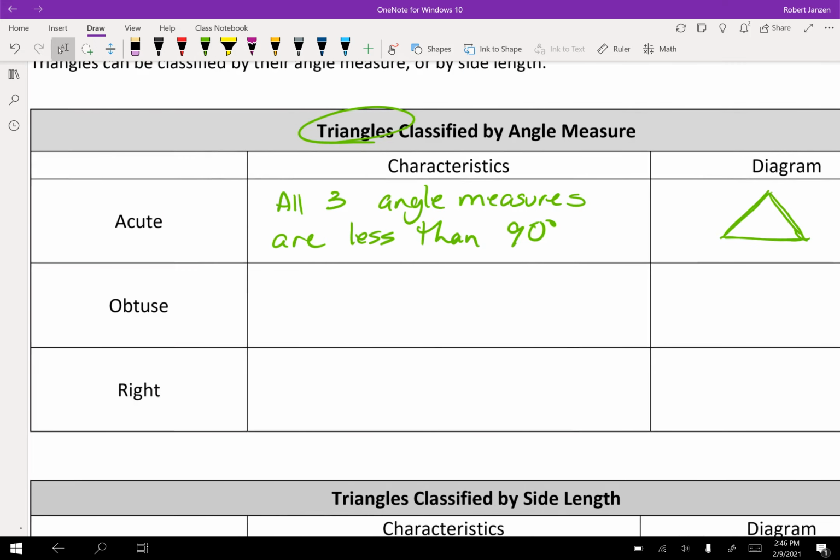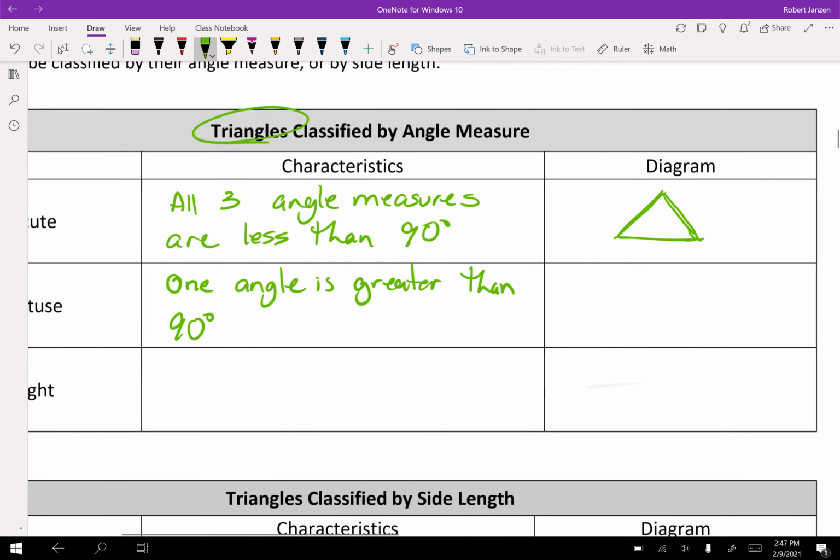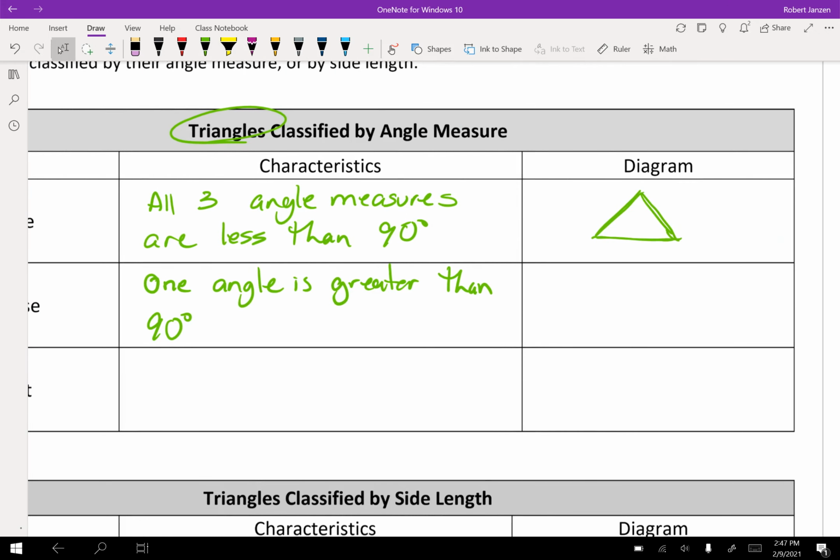The next one is an obtuse triangle, and what makes an obtuse triangle is that one angle is greater than 90 degrees. It can't have more than one such angle because it won't make a triangle then. Let's draw an angle here that is more than 90, and then to make it a triangle, you would just connect it like that.